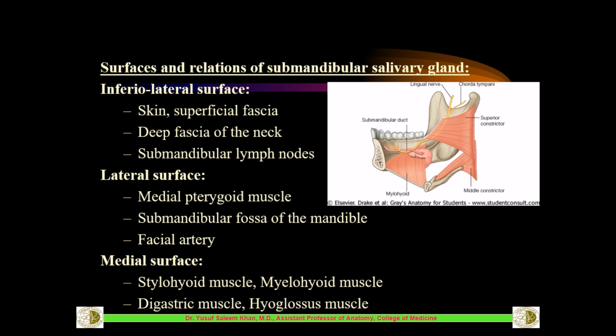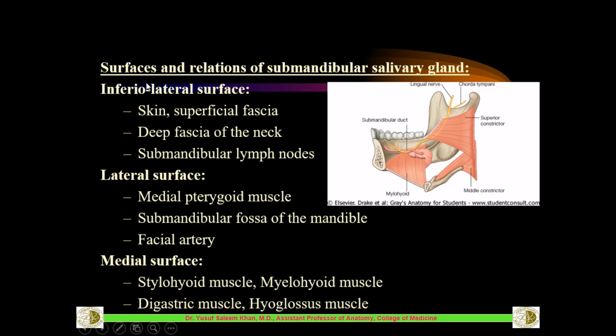The surfaces and relations of the submandibular salivary gland. Here you can see this from inside. This is the mylohyoid muscle, and this is the mylohyoid line. This is the extent above; it doesn't extend above this. This is the mylohyoid line where the mylohyoid muscle is attached. This is the superficial part, and this is the deeper part which you can see from inside.